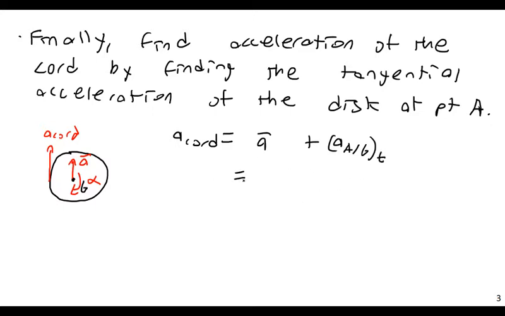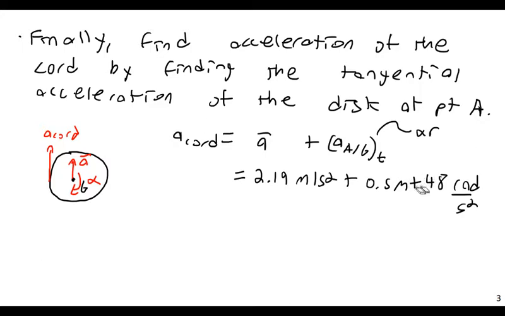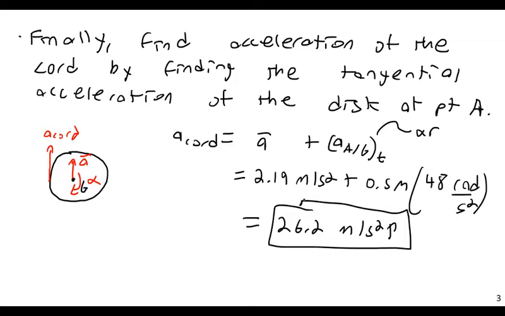That's better. And then this A bar is the one we found earlier, which is 2.19 meters per second squared, plus, see this part here is just going to be effectively alpha R, 0.5 meters times 48 radians per second squared, and this will come to a total of 26.2 meters per second squared upward.